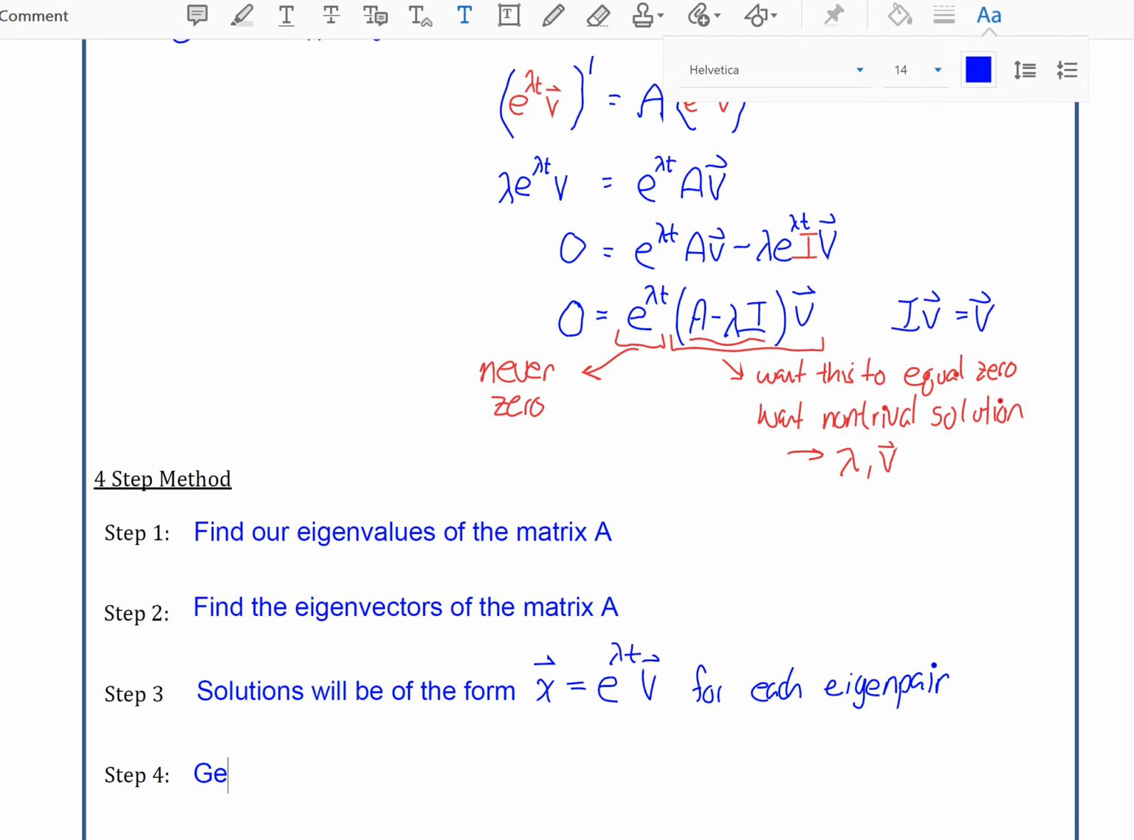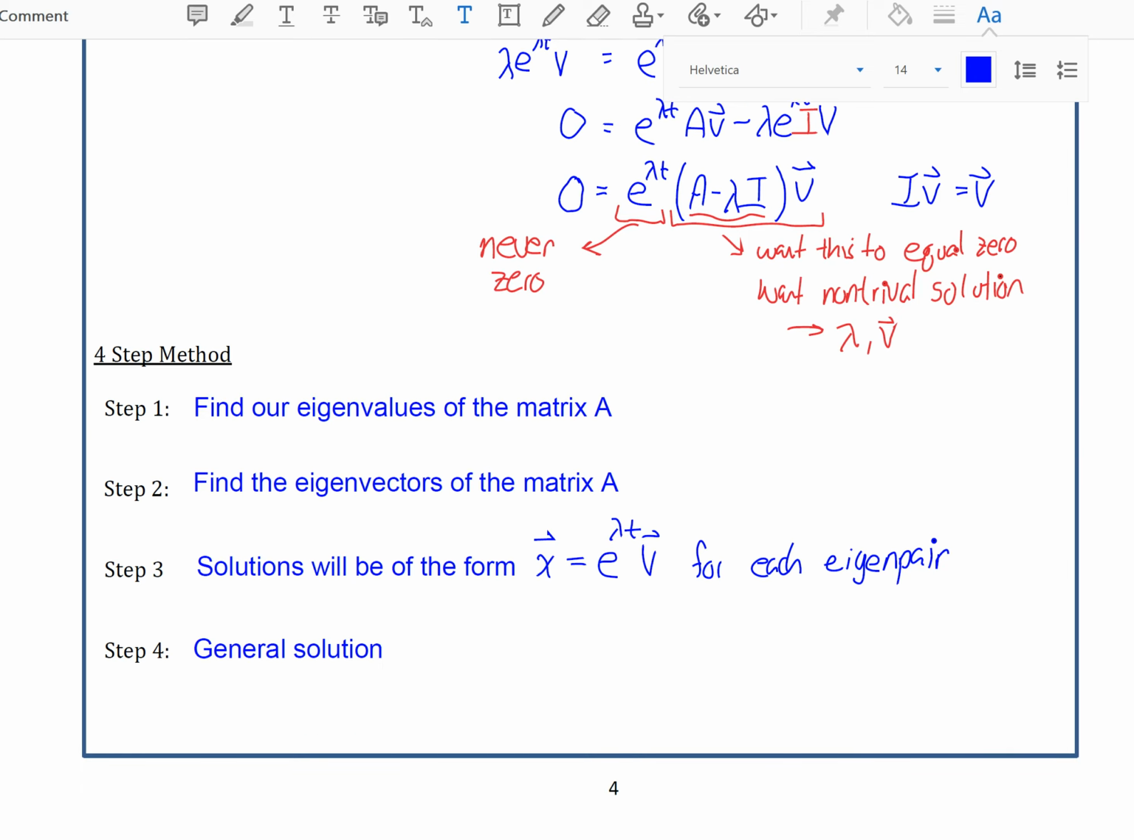We can then write our general solution, and our general solution will be of the form x of t is going to be a linear combination of each of our individual solutions.